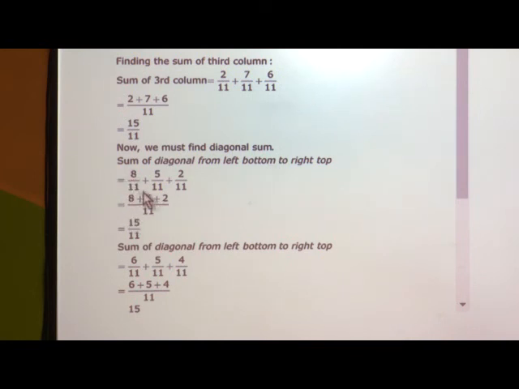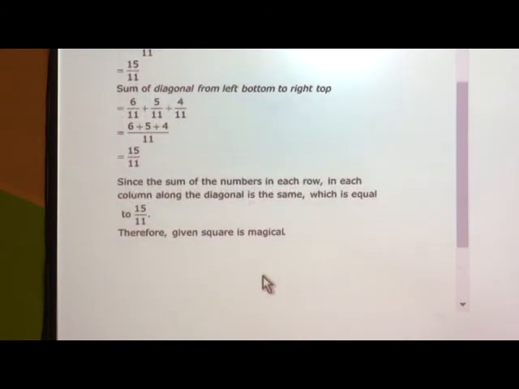8 upon 11 plus 5 upon 11 plus 2 upon 11. What do we have? Yes, all the denominators are the same, that is 11. That is 8 plus 5 plus 2 in the numerator. So by adding this we will again get 15 upon 11. What have we done here? We have done the sum of the diagonal from left bottom to right top. The other diagonal is similar, vice versa, for the next example.